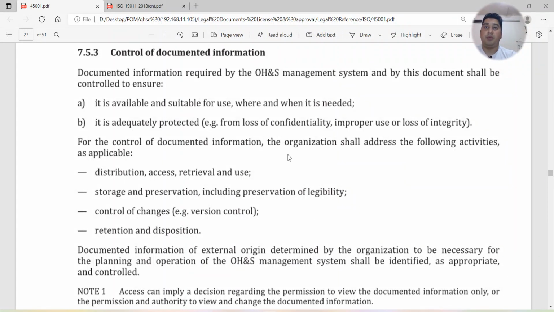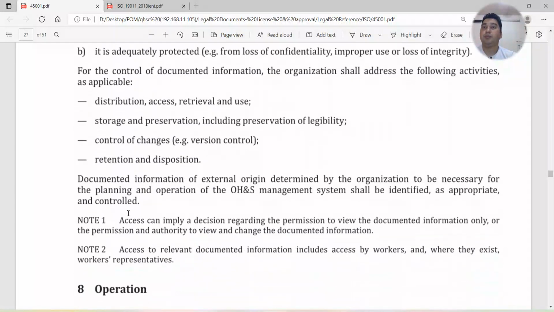For the control of documented information, the organization shall address the following activities as applicable: distribution, access, retrieval, and use. When you are distributing, who has the access, retrieval, and use? These should be maintained. Storage and preservation, including preservation of legibility, control of change, who can control? Retention and disposition. Whatever document you are creating should have a particular retention period. What is the retention period of that document? Suppose one of the documents is the audit report. When you are preparing that document, how long will you keep it? That is the retention period.